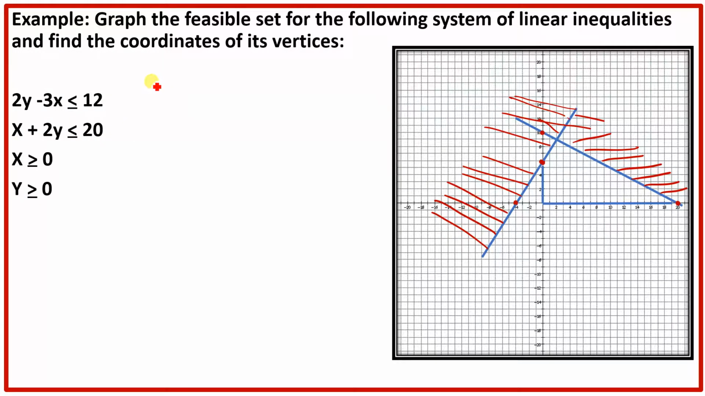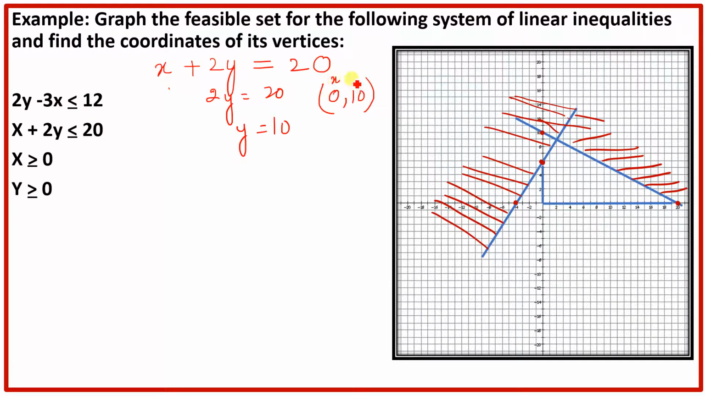Here the second is the same thing, the same steps we will apply. First of all, we have to convert this inequality into an equation, equal to 20. Put x equal to 0, so 2y is equal to 20 and y will be 10. So our coordinates will be 0 and 10. Always write x first and y second. And if we put y equal to 0, then x will be 20, right? So our coordinates will be 20 and 0. This is the x intercept and this is the y intercept.